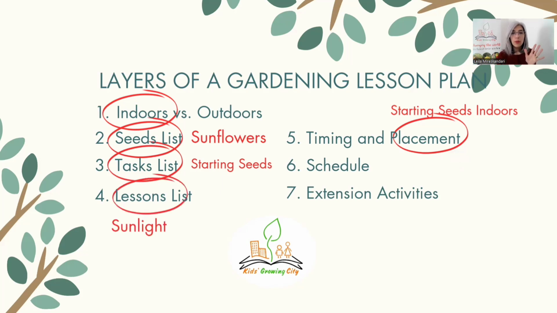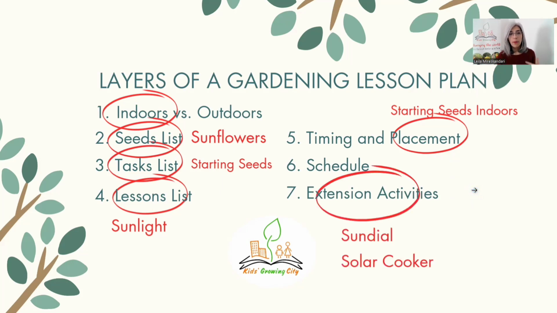Then you have your list of lessons, and sunlight is in that list. And sunlight and sunflower go together very well, and they also go together very well in terms of timing. I'm going to show you that in a second. So that's your fourth layer, your fifth layer. And for your seventh layer, which is the extension activities, you decide, for this example, that you want to build sundials and solar cookers with your students. So that would be your sunlight sunflower lesson.